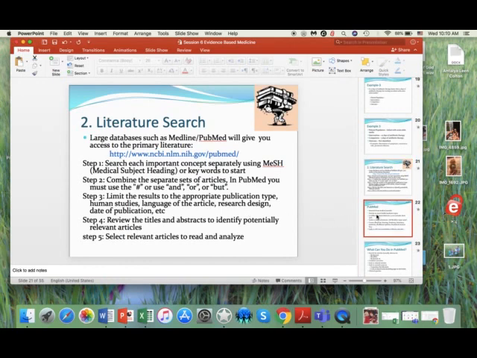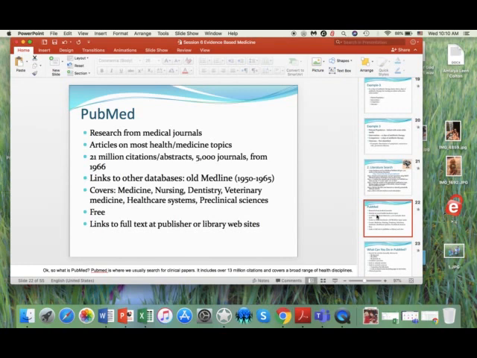So let's talk a little bit about PubMed. That's the main example that we're going to be going through today.